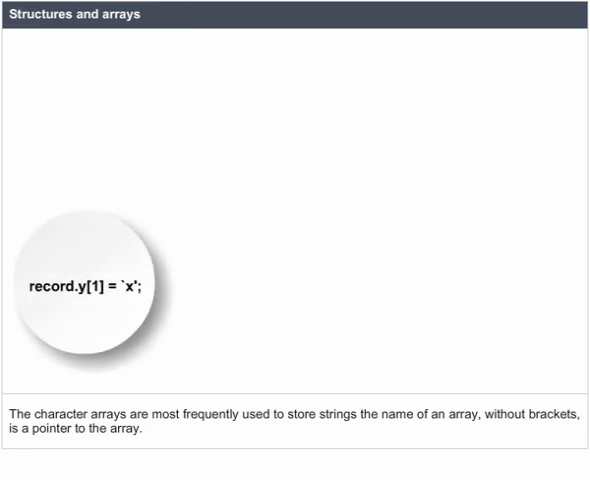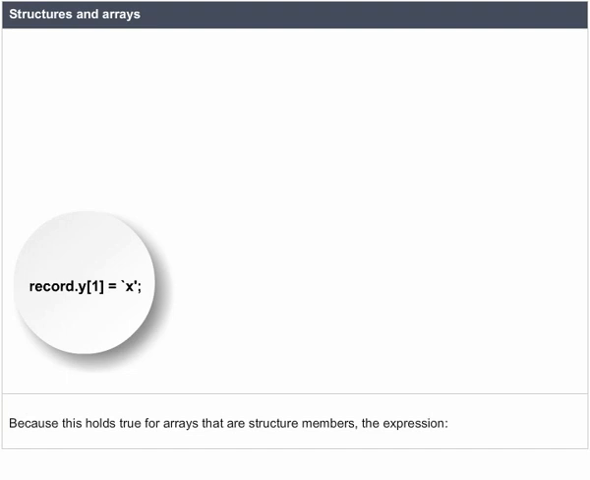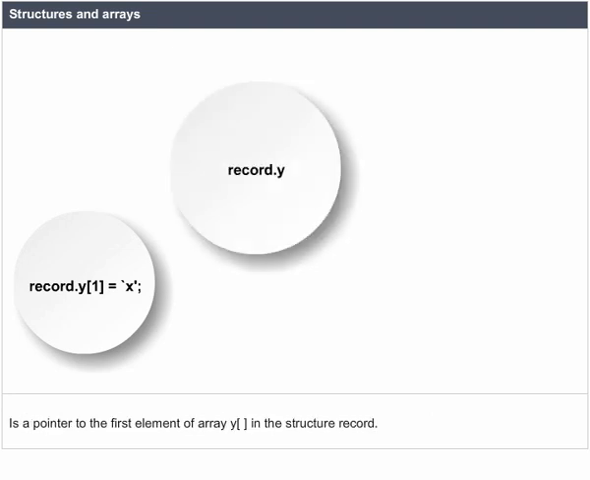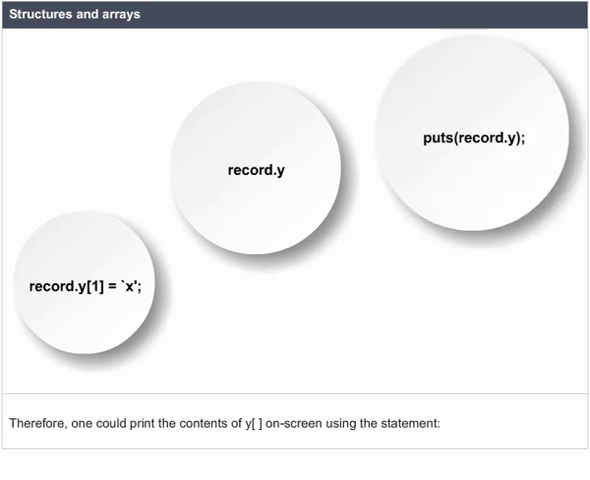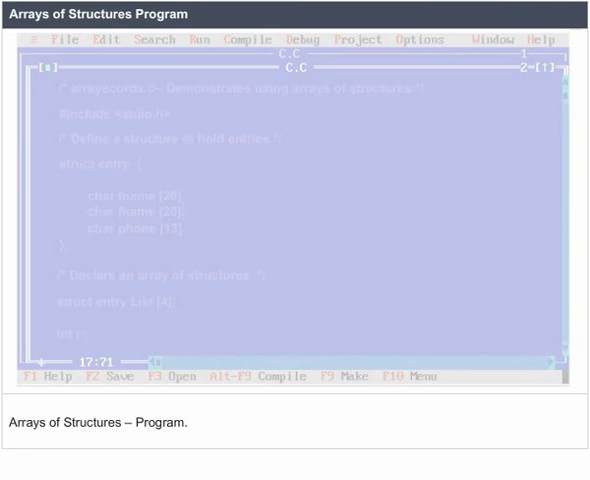The name of an array without brackets is a pointer to the array. Because this holds true for arrays that are structure members, the expression is a pointer to the first element of array y[] in the structure record. Therefore, one could print the contents of y on screen using the statement. Arrays of structure program.